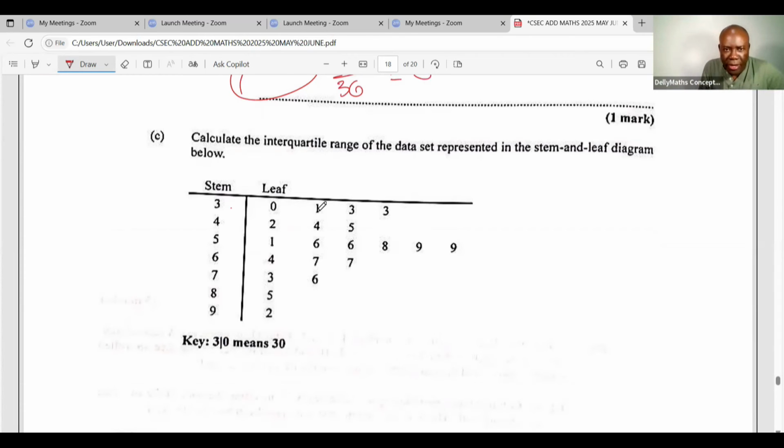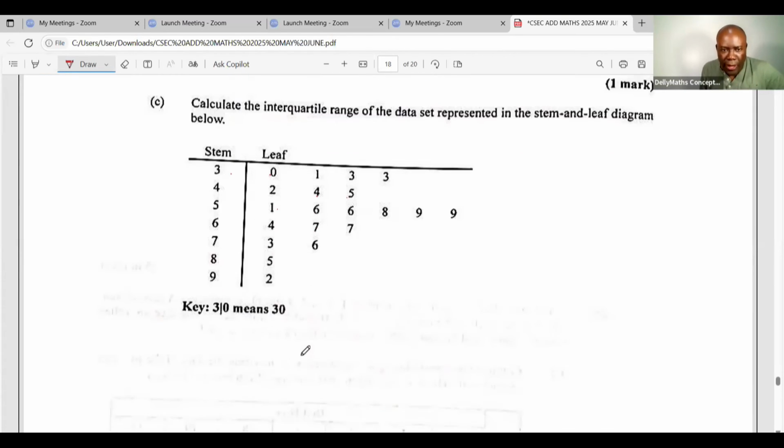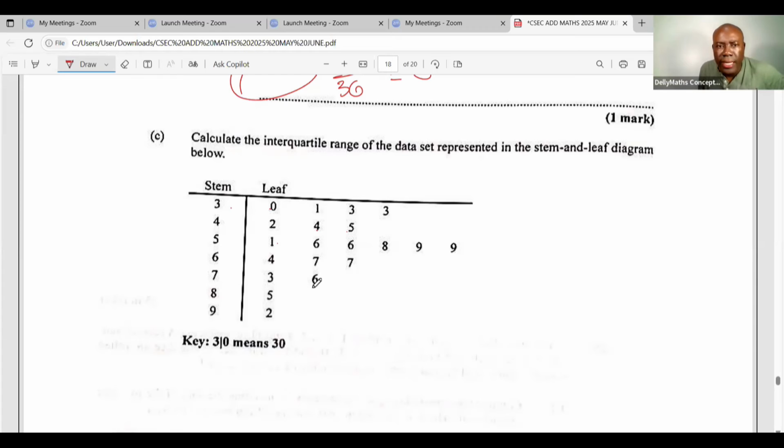So this is like 30, 31, 33, 33, 42, 44, 45, 51, 56, and so on. We can do a number of things with this. So what's the first question? Hold on, did I see the question here? Calculate the interquartile range. All right, the interquartile range can be done by doing Q3 minus Q1.